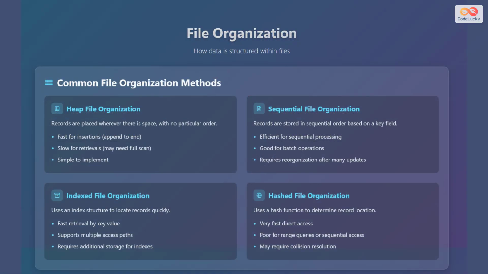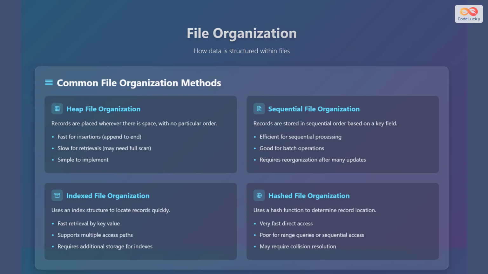Let's explore file organization methods, specifically looking at how data is structured within files. There are several common methods to consider. First, there is heap file organization, where records are placed wherever there is available space without any specific order. Heap file organization is fast for insertions, as new records are simply appended to the end of the file. However, it's slow for retrievals because a full scan of the file may be necessary to find specific records. It is, however, simple to implement.